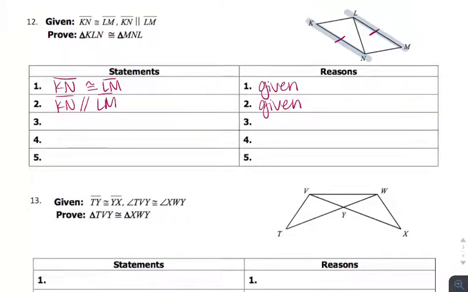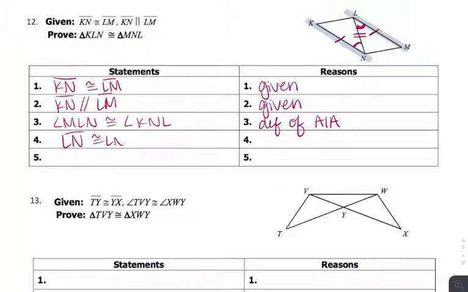The next thing that we're going to do, if you guys remember, if you have parallel lines, you can prove that angles are congruent. So in this case, we're going to have alternate interior angles here and here. So we're going to have angle MLN, and it's going to be congruent to angle KNL by the definition of alternate interior angles. And then, since these two triangles share a side, LN is congruent to LN by our reflexive property.